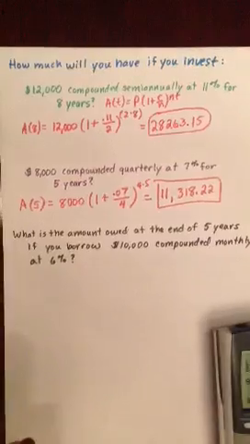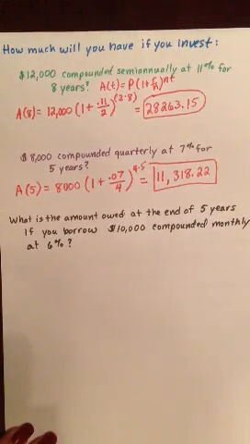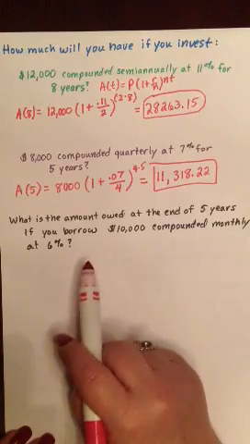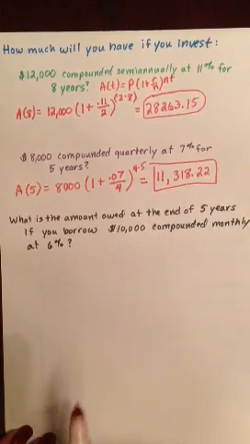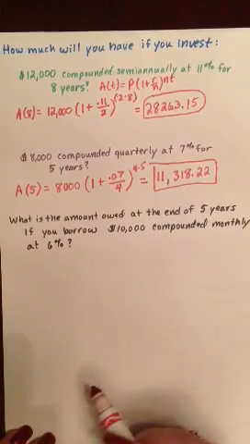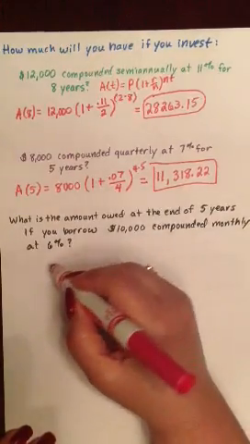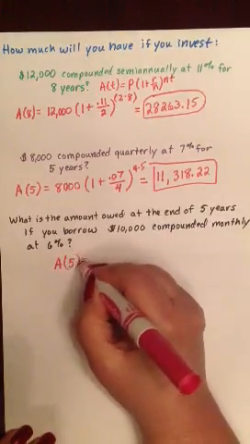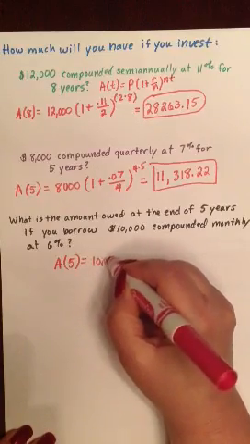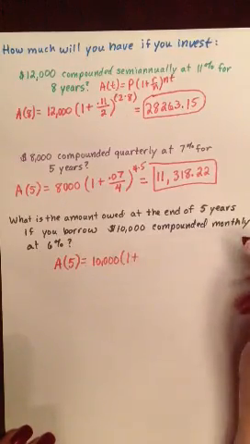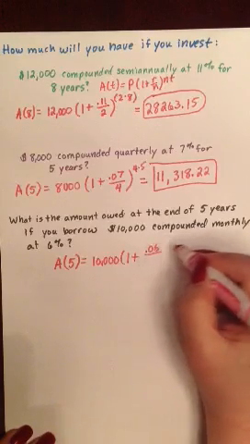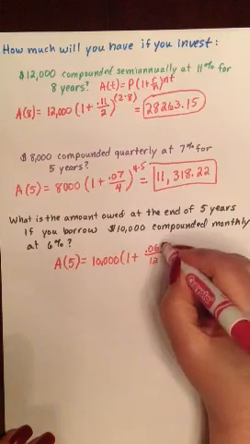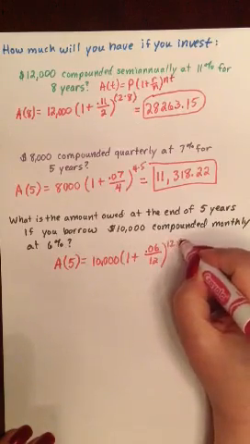All right, the next problem is very similar, but they're talking about like if you borrowed the money. So it says, what is the amount owed at the end of 5 years if you borrowed $10,000 compounded monthly at 6%? So you're going to work it the same way. So you're not earning it, you're going to have to pay it back. But the amount that we're going to have to pay back in 5 years is equal to the amount we borrowed, which was $10,000, times 1 plus our rate of interest is 6%, divided by the number of times a year it compounds. Monthly would be 12 times a year, and then 12 times 5.